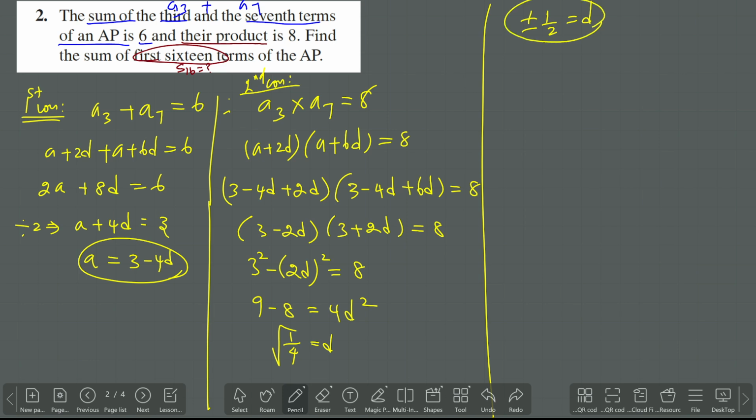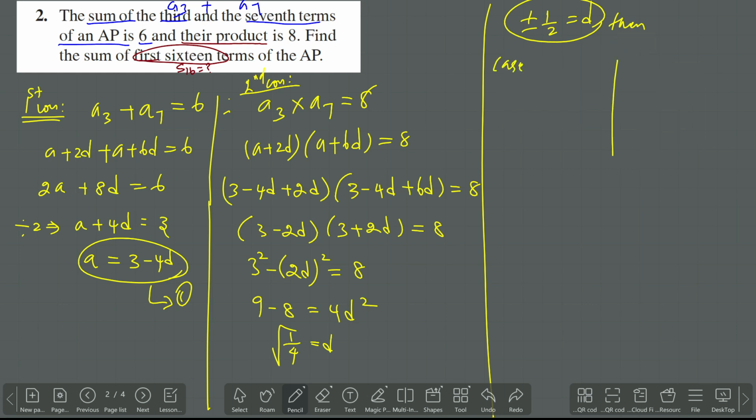2 k's I am getting. What am I getting? 2 k's. For a equal to, still I couldn't get a value, right? I'll go, then here I'm going 1 implies, then 1 implies what I'm going, a equal to 3 minus 4 into d plus or minus 1 by, then I'll go to 2 cases here itself, better. Can you start 2 cases?